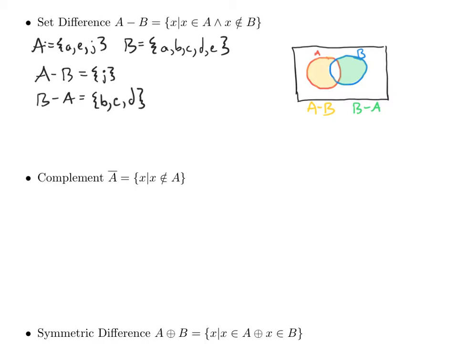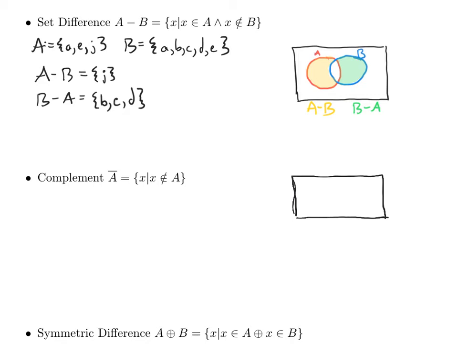Okay. The next one I want to talk about is the complement. The complement is akin to the negation in logic. So it's everything that's not in a certain set. The complement of a set is everything that's not in it. Again, let me draw a little Venn diagram. And this is important where you have to talk about a universe. Otherwise, it doesn't really make sense.